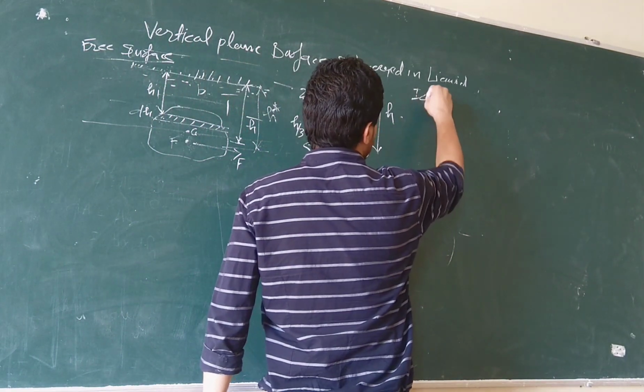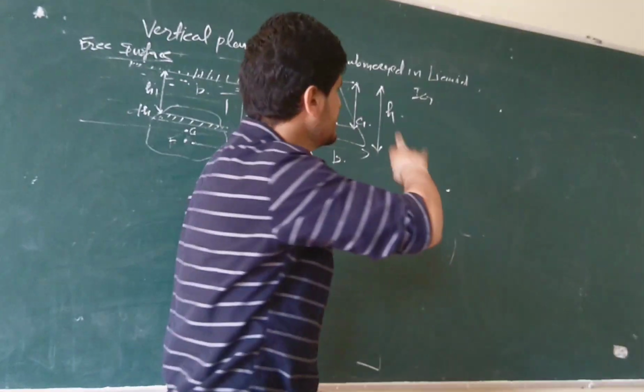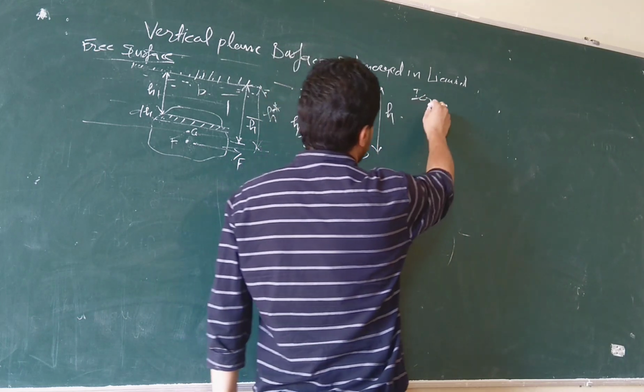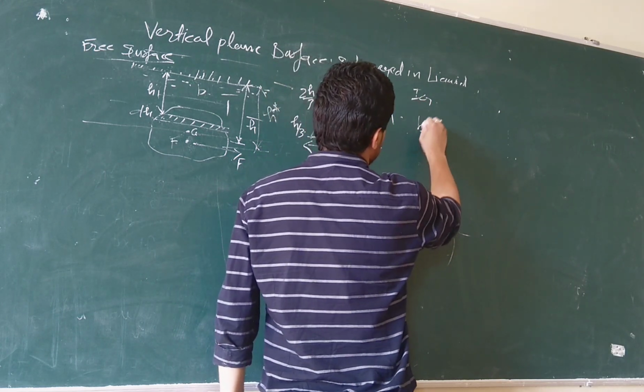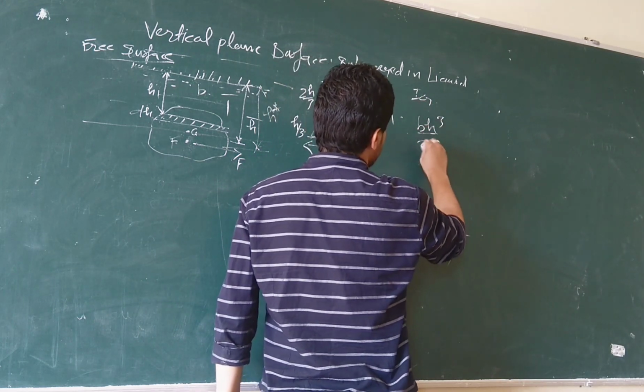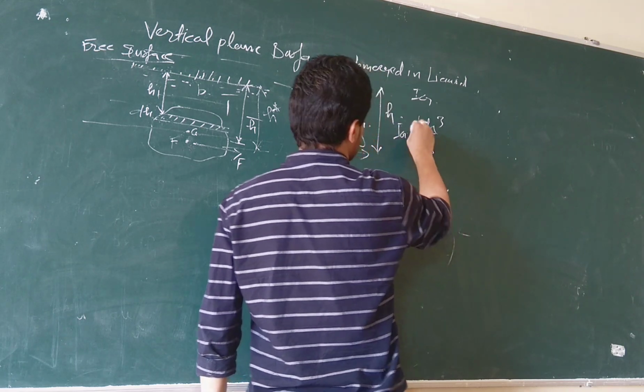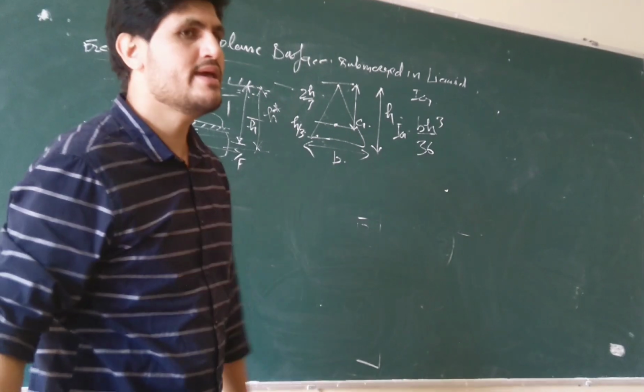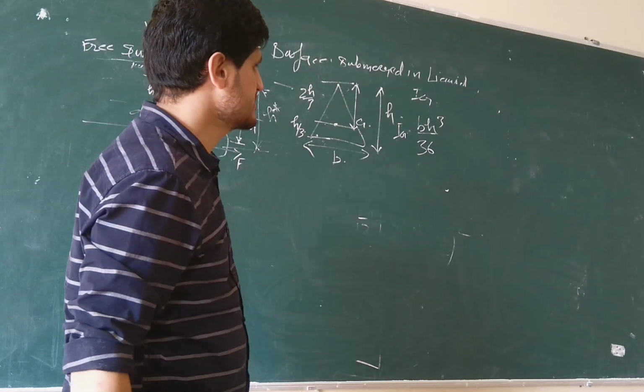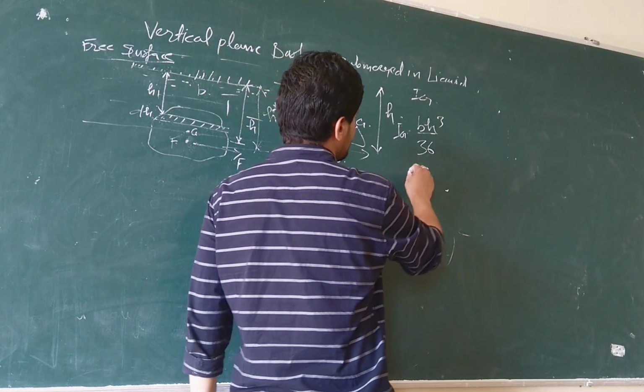What is the value of Ig for this? What will be the value of Ig? So Ig will be equal to bh cube by 36, right? bh cube by 36. So what will be your I naught?